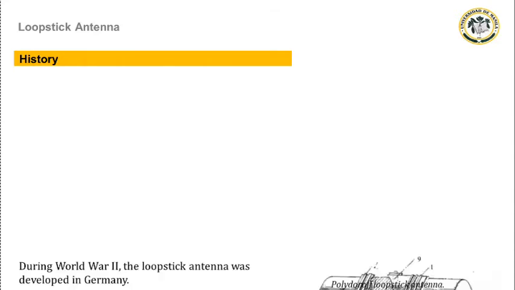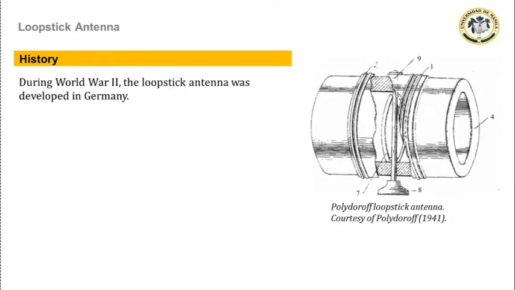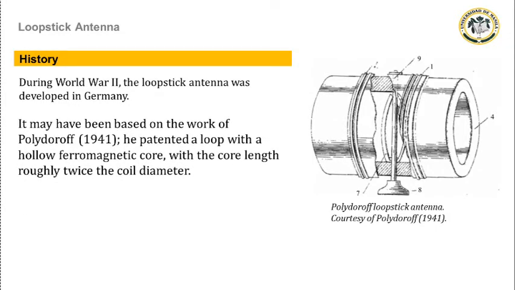History. During World War II, the loopstick antenna was developed in Germany. It consisted of a cylindrical plastic tube filled with powdered iron, which served as a magnetic core, with a coil wrapped around the core near the center. It may have been based on the work of Polydorov in 1941. He patented a loop with a hollow ferromagnetic core, with the core length roughly twice the core diameter.